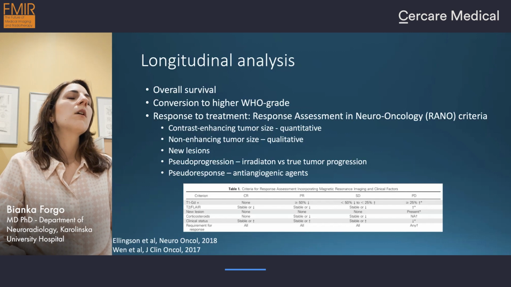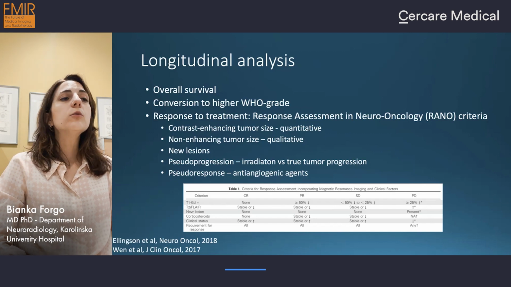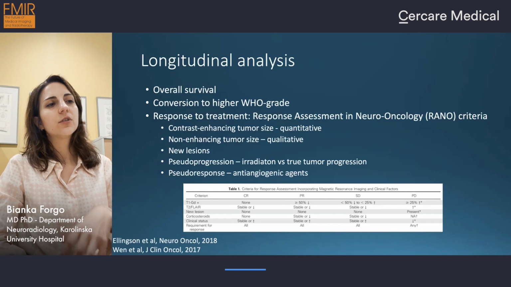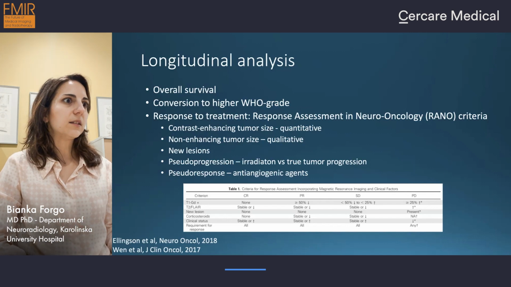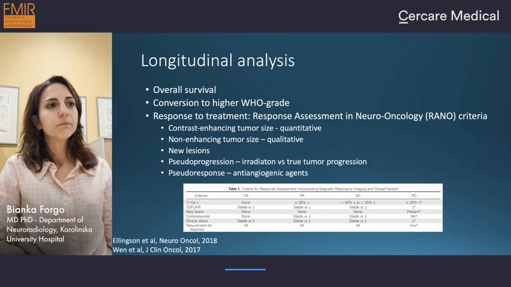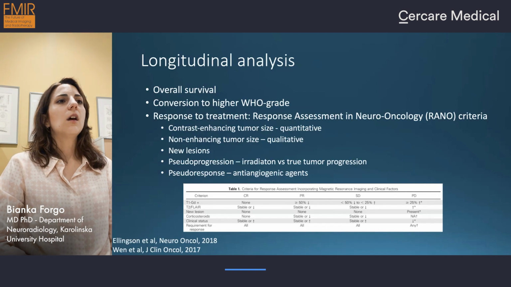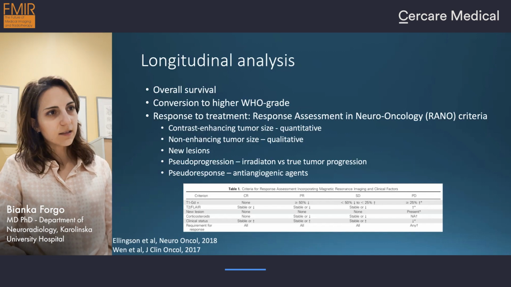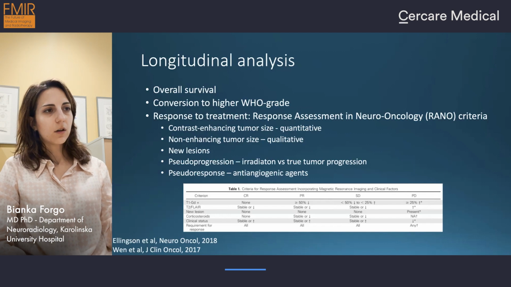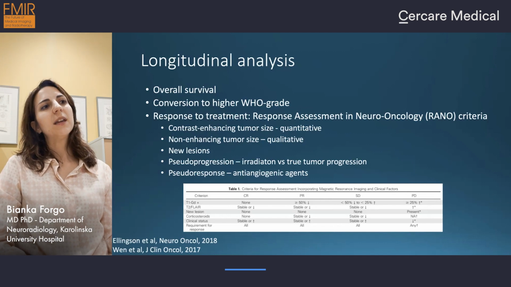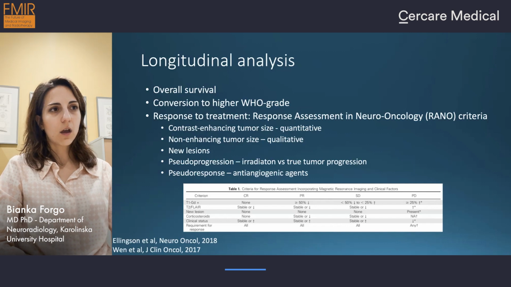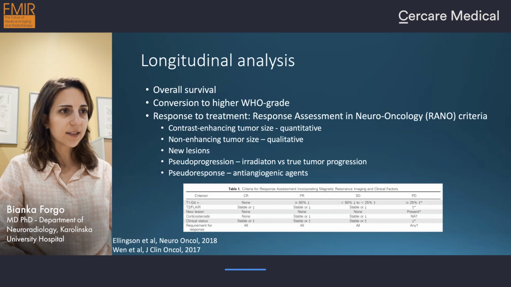So why do we need a longitudinal analysis for brain tumors that use these automated segmentation methods? Well, obviously, the course of the enhancing and non-enhancing regions of the tumor determine the patient's overall survival. So it's a very important prognostic information in clinical practice.